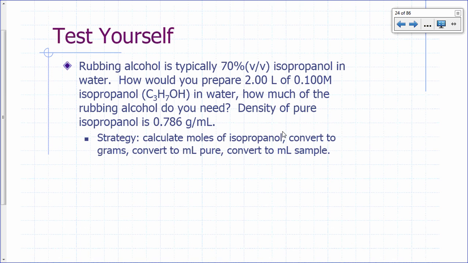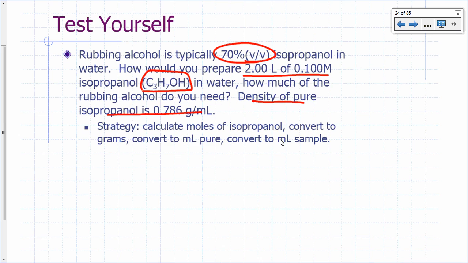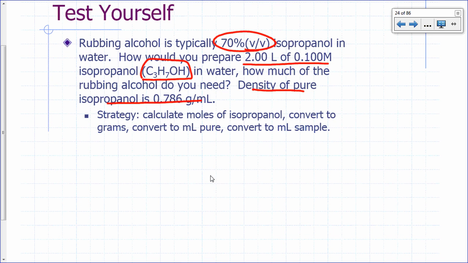Here's another question. Rubbing alcohol, typically the one you can buy at the store, is 70% by volume isopropanol in water. How would you prepare 2 liters of 0.1 molar isopropanol in water? Isopropanol is C3H7OH. How much of the rubbing alcohol would you need? The density of pure isopropanol is 0.786 grams per mL. So here's a strategy you can use. You calculate the moles of isopropanol that you need first. And what information do we need for that?